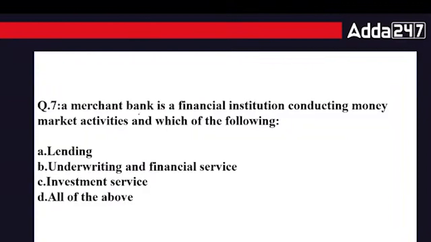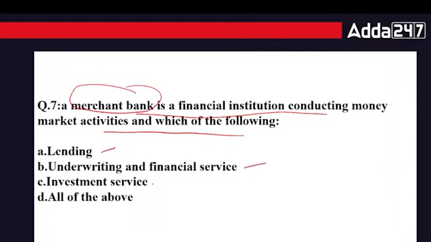Seventh question is, a merchant bank is a financial institution conducting money market activity and which of the following? See, a merchant bank is basically into lending, underwriting, and investment services. So all of the above, of course, is the right answer.